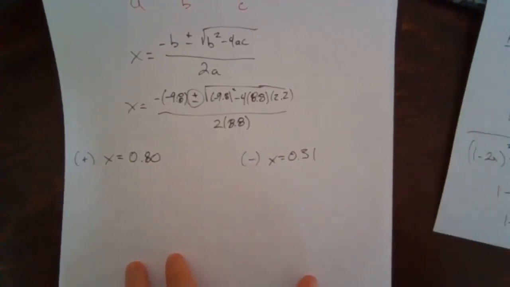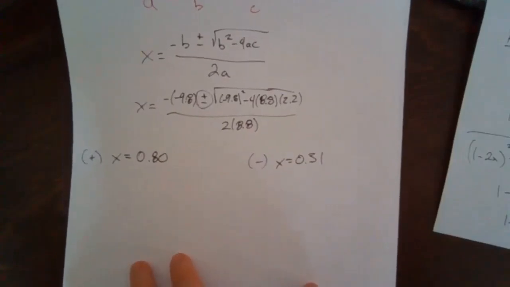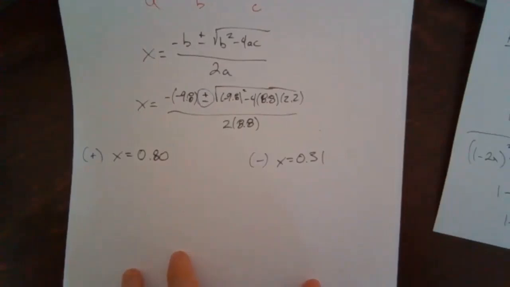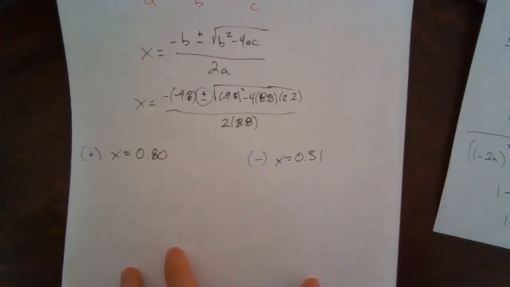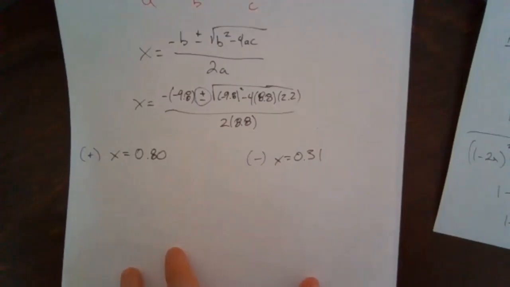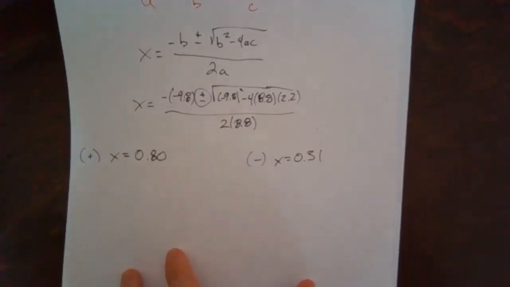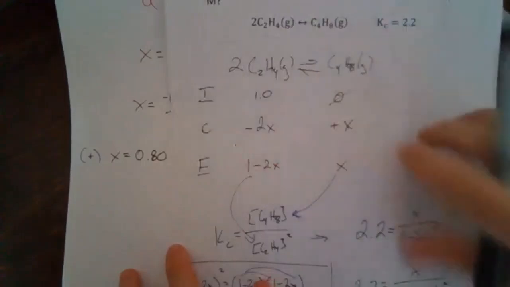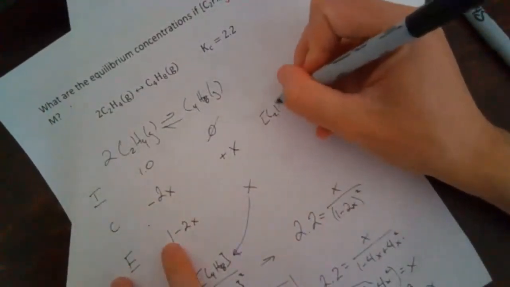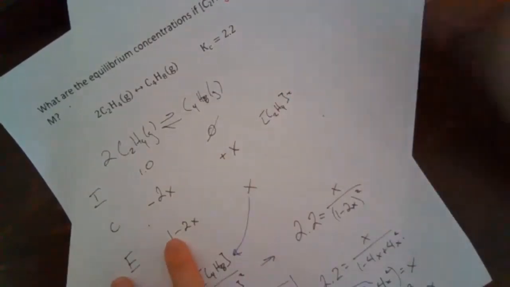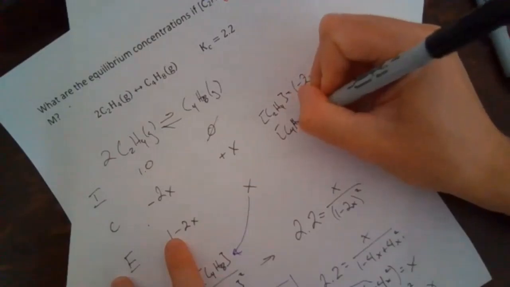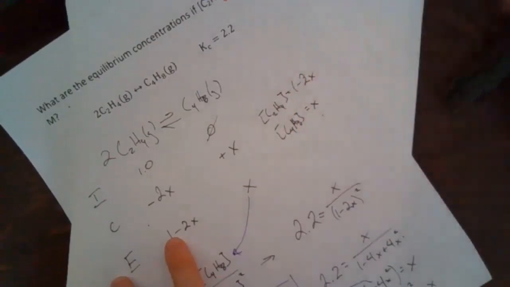There is only one chemical equilibrium. There are not two equilibrium states for a given reaction. So only one of these is the right answer, and we will need to check both of them to see which one is right. How we do that is we use these expressions that we got out of the ICE table. Remember, the concentration of C2H4 is going to be 1 minus 2x, and the concentration of C4H8 is going to be x.